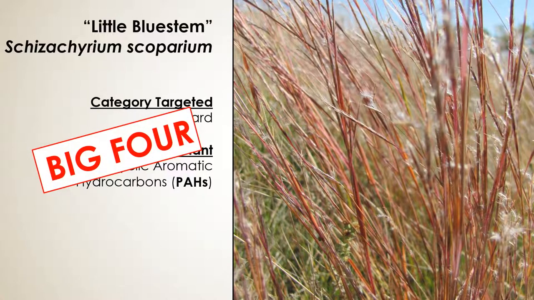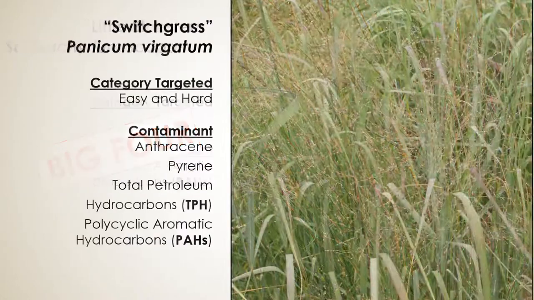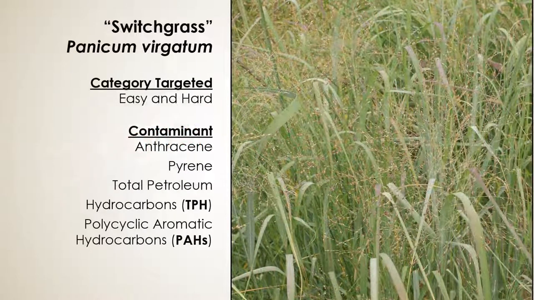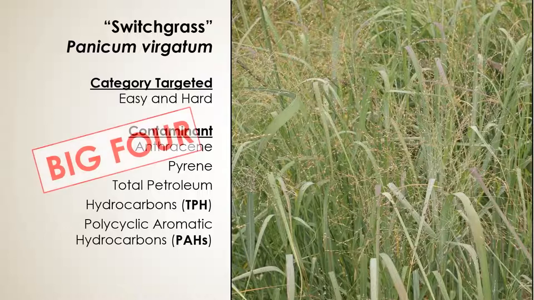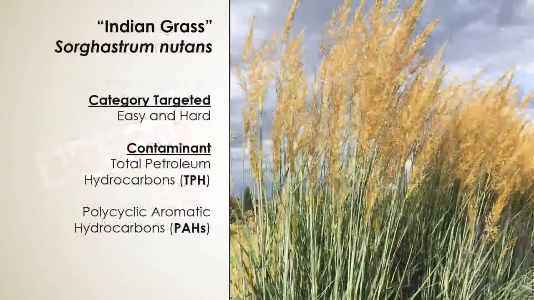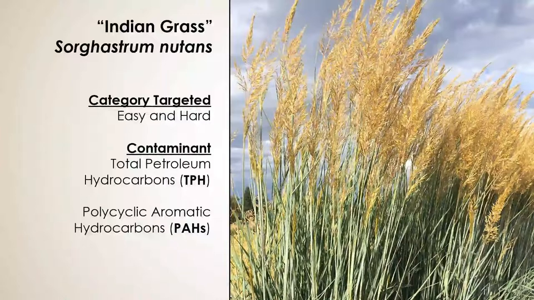And I really want you to drive home the big four. If you take away four species from this talk, I want you to remember the big four. We're going to have big bluestem, little bluestem. This one's able to work with easy and hard categories of petroleum. Anthracene, pyrene, total petroleum hydrocarbons, and PAHs. And then Indian grass, the fourth one of the big four.